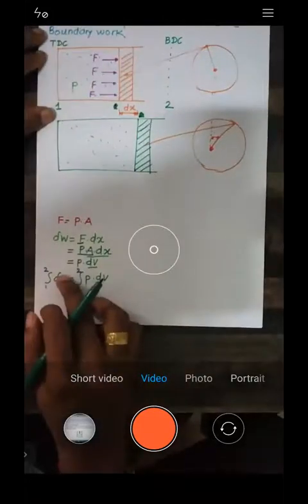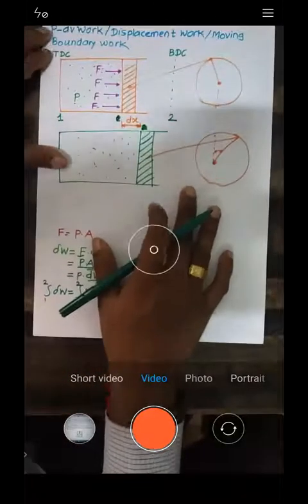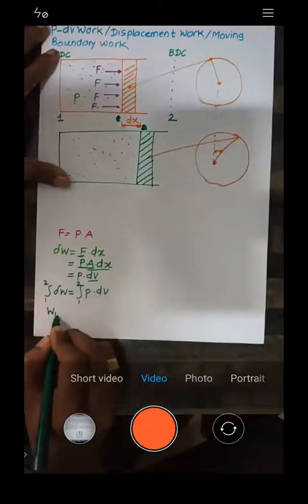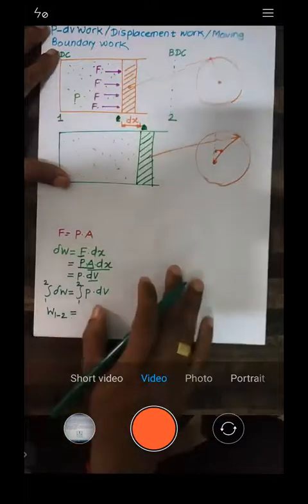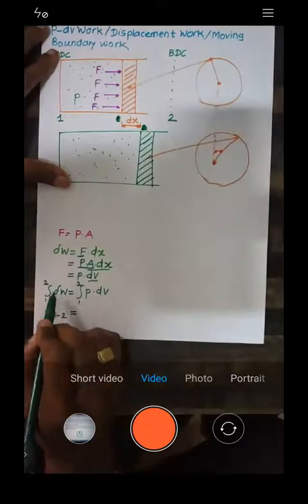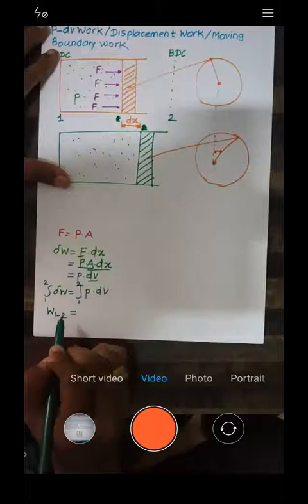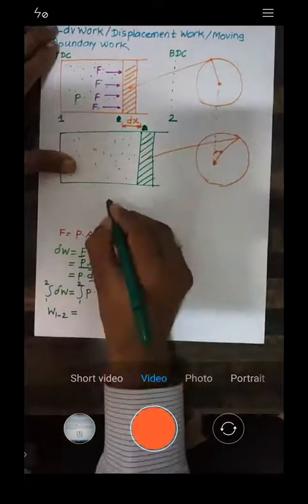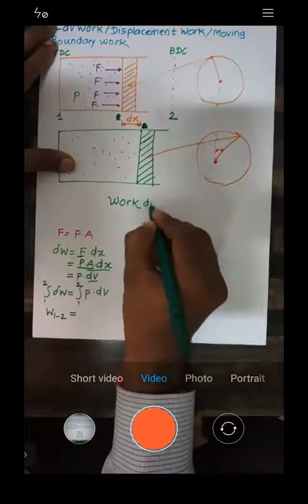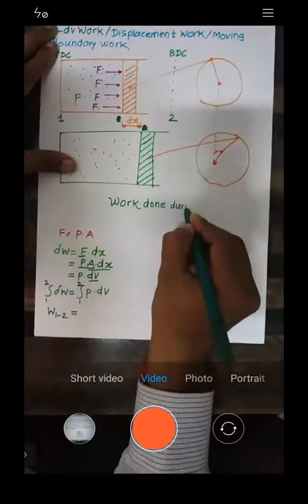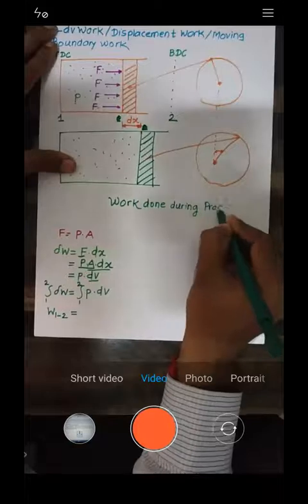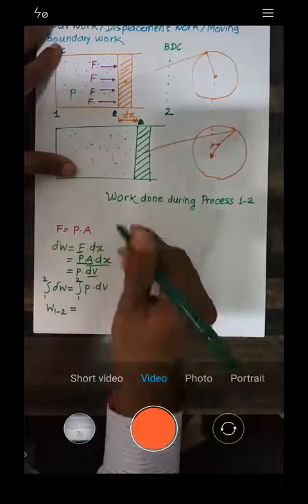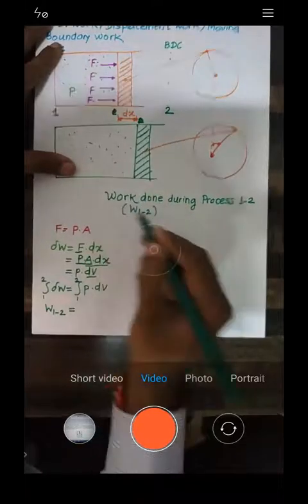So we will integrate this del W for process 1 to 2. See, integration of del W, what will you get? It's W1 to 2. Try to understand, this is very important. When you integrate del W, you will get W1 to 2, that is the work done during process 1 to 2. I will write it down: work done during process 1 to 2. What amount of work is done during process 1 to 2? It is W1 to 2.